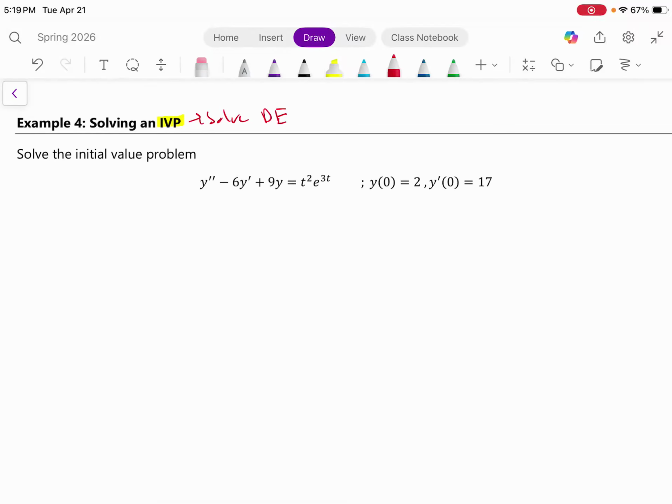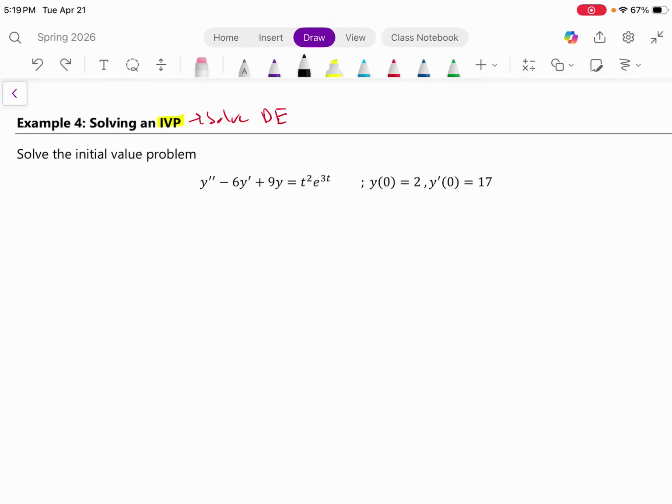So we're given this second order differential equation, y double prime minus 6y prime plus 9y equals t squared e to the 3t, and we're given some initial conditions. y of 0 equals 2 and y prime of 0 equals 17.